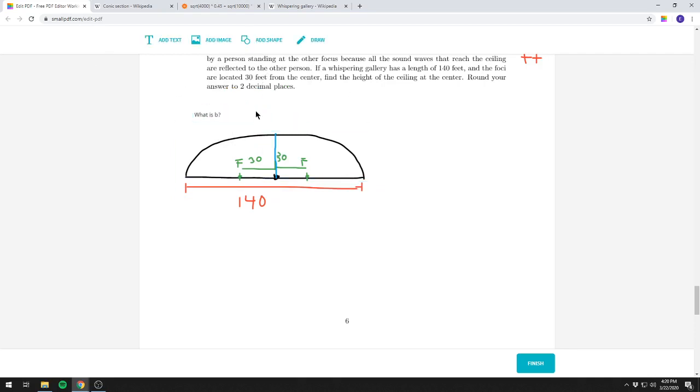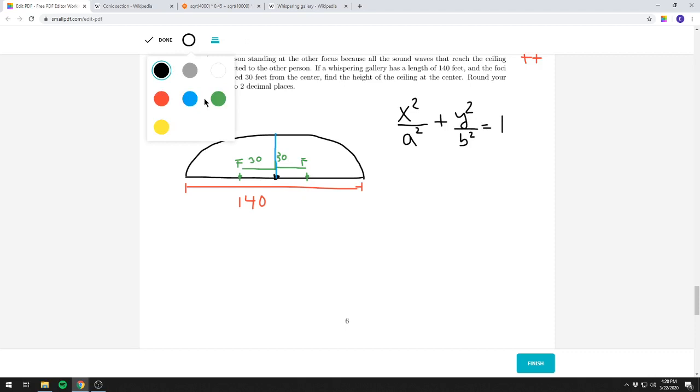Now, one thing to keep in mind here is it's not asking us for the equation of the ellipse. We can write it down. It certainly doesn't hurt. We would have x squared over a squared, because the major axis is horizontal, plus y squared over b squared equals 1. And c is the distance from the center to a focus, so c is 30. And a is the distance from the center to a vertex. Right? The vertices are on either side.